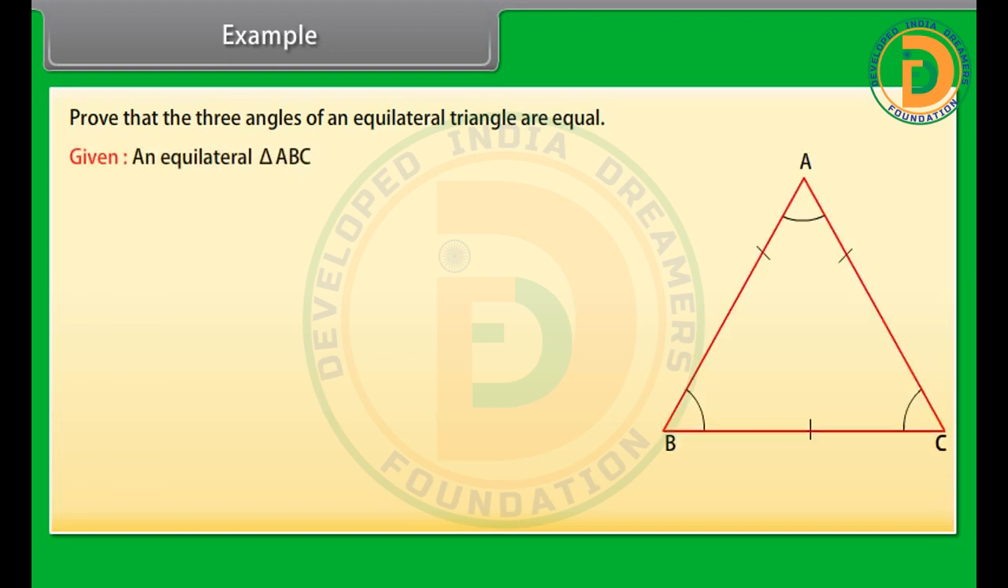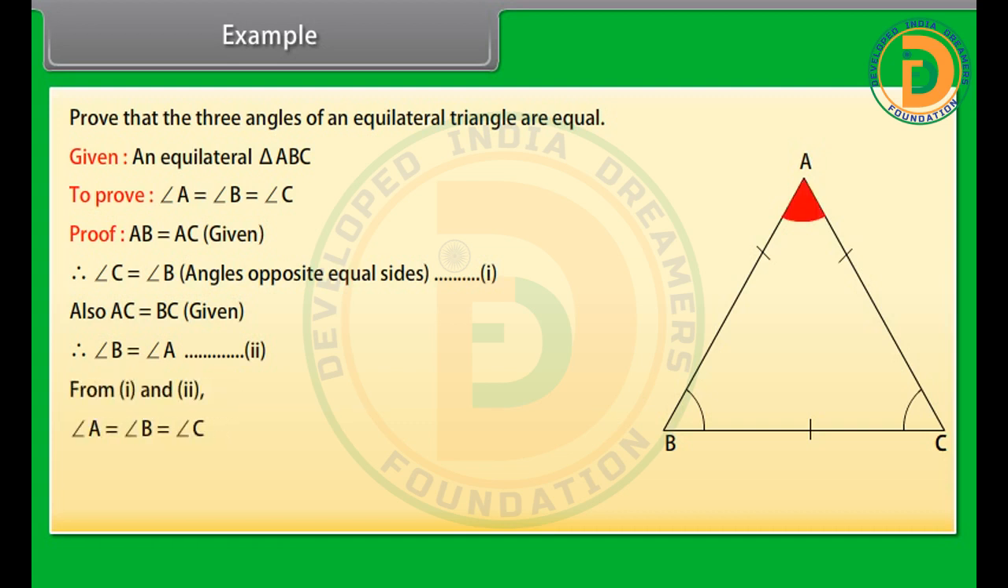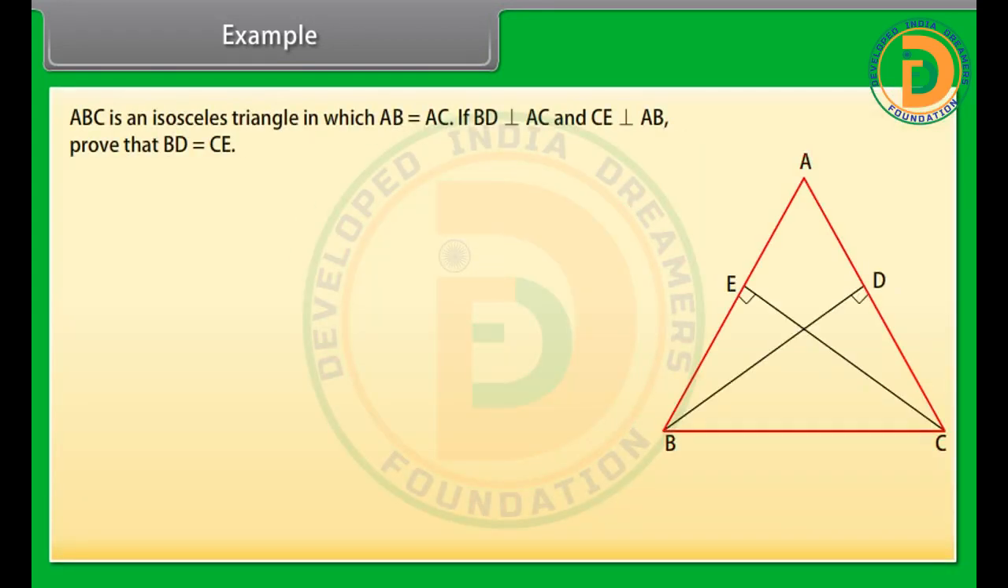Given an equilateral triangle ABC, we have to prove that angle A is equal to angle B, which equals angle C. Proof. AB is equal to AC, given. Therefore, angle C is equal to angle B because angles opposite equal sides are equal. Mark it as 1. Also, AC is equal to BC, given. Therefore, angle B is equal to angle A. Mark it as 2. From 1 and 2, angle A is equal to angle B, which is equal to angle C. Hence the result.